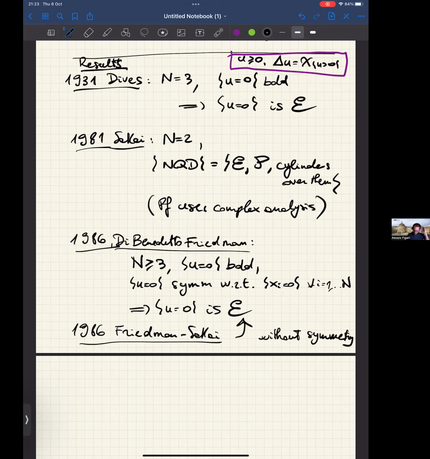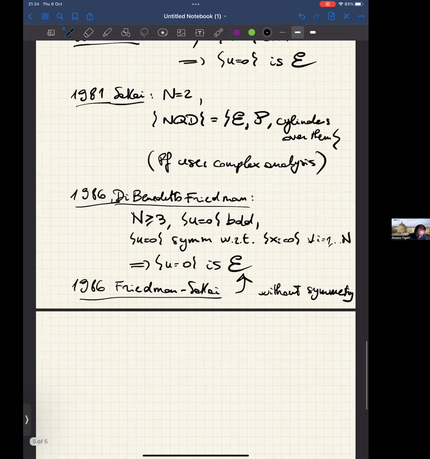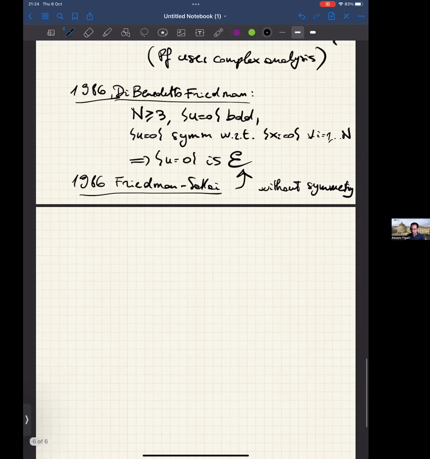Okay. So if you look at these theorems up to 86, what do we have? We have the full theorem in dimension 2. So all null quadratic domains are classified in dimension 2. They are just ellipsoids, paraboloids, and cylinders over them. And we have the full result in every dimension for bounded sets: if {u = 0} is bounded, then it has to be an ellipsoid. Of course, at the moment, this leaves completely open the unbounded case, so {u = 0} being unbounded.